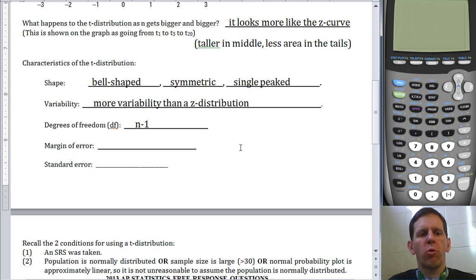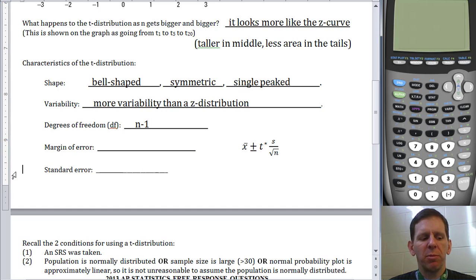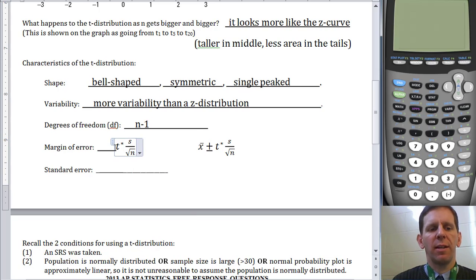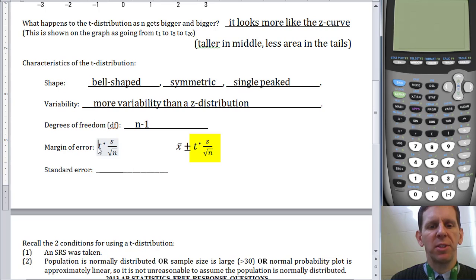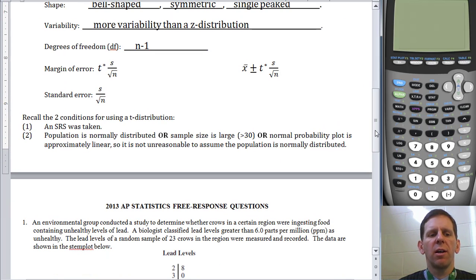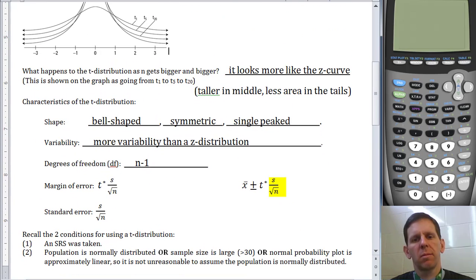If we consider the equation for the one sample t-interval, which is x bar plus or minus t star times s over the square root of n, then the margin of error is the stuff after the plus or minus sign. So the margin of error is t star times s over the square root of n. The standard error is the stuff after the t star, so the standard error in this problem would be s over the square root of n.